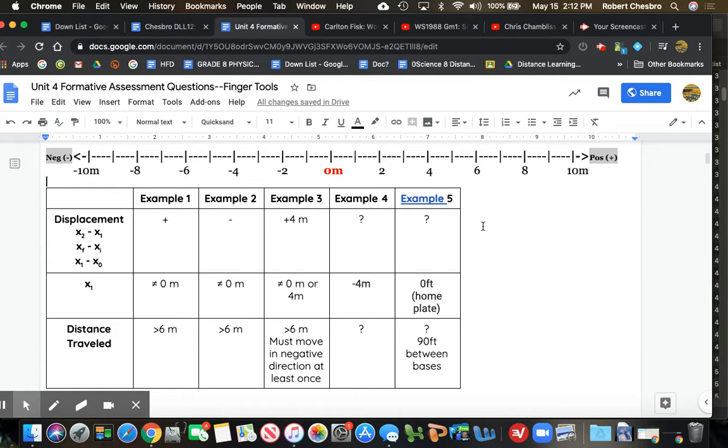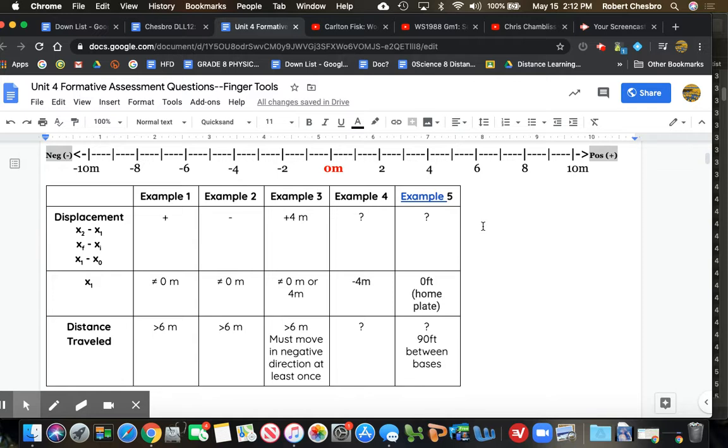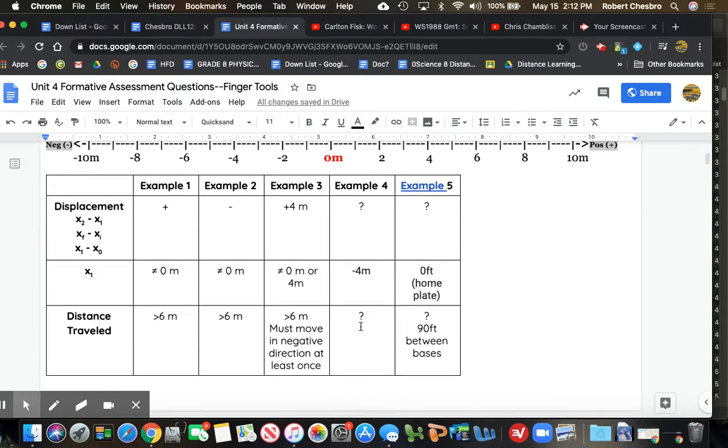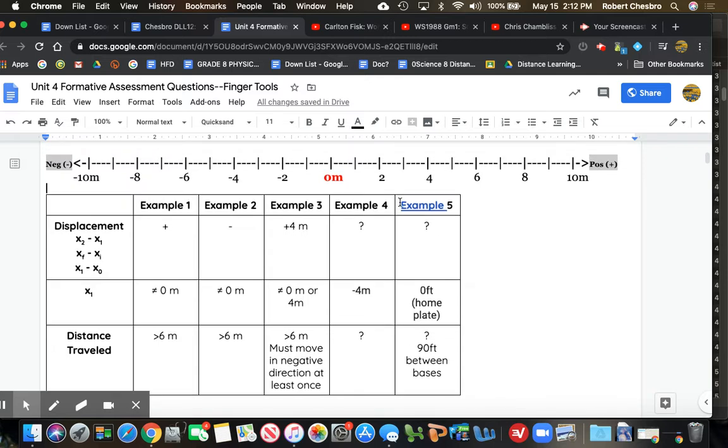For our fourth example, I'm going to give you one, and I want you to figure out the distance that I traveled and the displacement. So we're going to start right there, and we're going to go like this. 2, 4, 6, 8, 10. Pause the video and see if you can figure out the distance traveled and the displacement.